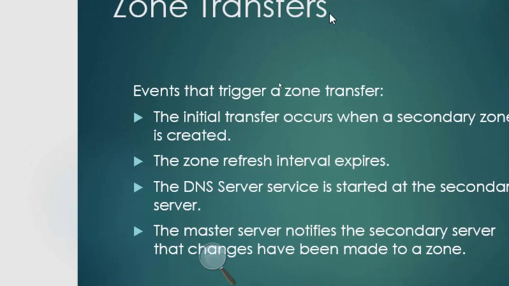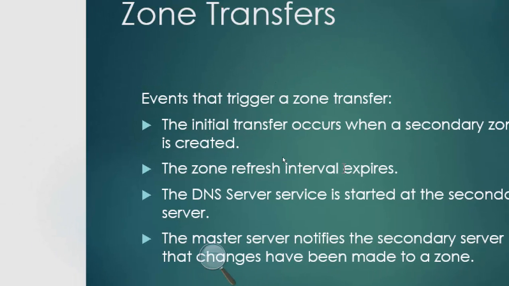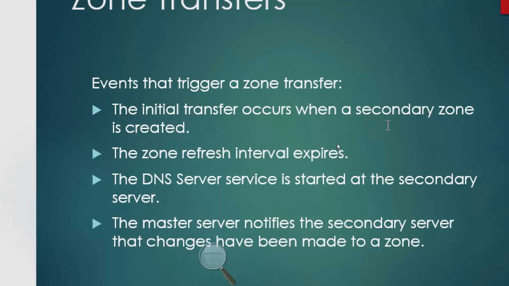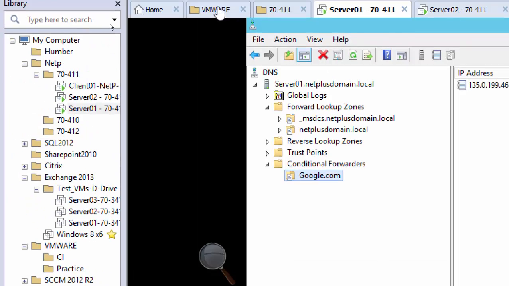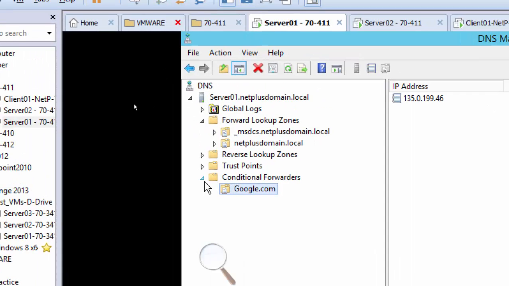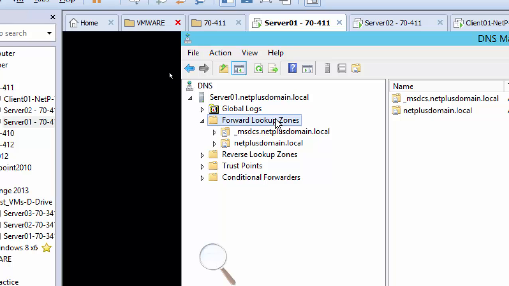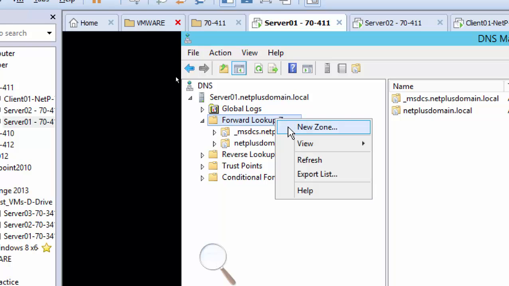Zone transfer. What is the meaning of zone transfer here? The initial transfer occurs when a secondary zone is created, the zone refresh interval expires, or the DNS server service is started. If I go back to my DNS server, we have a forward lookup zone here, and we can create a new zone here as well. Zone transfer is what? Your primary, secondary, and subzone, right? If there are two DNS servers, they both have the primary zone, they can do the zone transfer of all the information from one to the other.